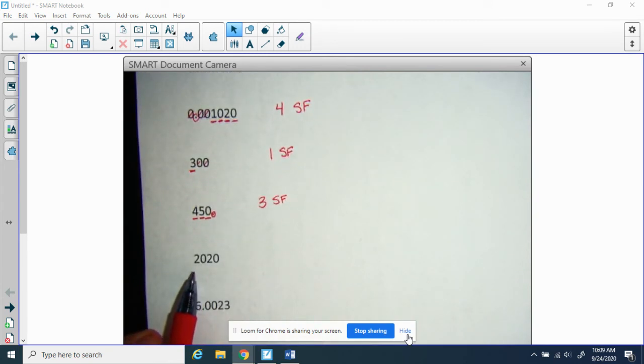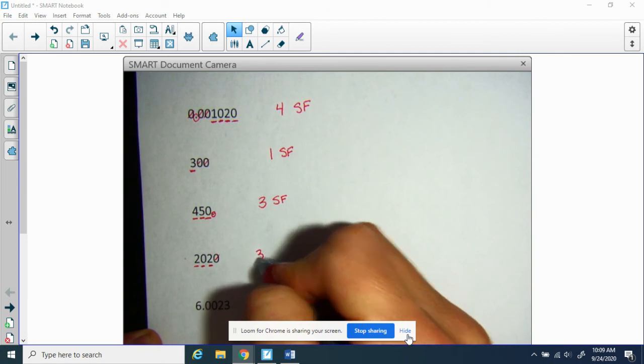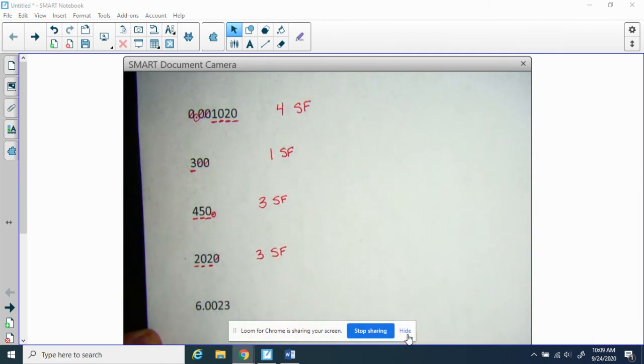Let's look at another number, 2020. For this, again, we apply the rules in order. Rule number 1 is 1 through 9, which I have. Another 1 through 9, which I have. Rule number 2 deals with leading. There are no zeros out front. Rule number 3 deals with trapped. We do have a trapped 0 because it's stuck between two numbers that count. And then rule 4 is a trailing. This is a trailing 0. I look left to right. I don't see any decimal. That trailing 0 does not count. That means it has 3 significant figures the way that number is written.